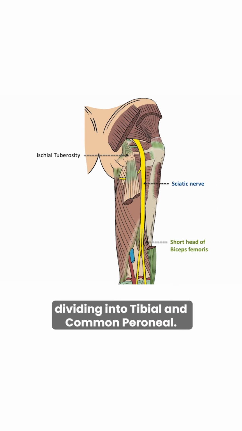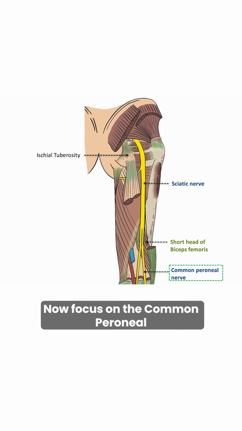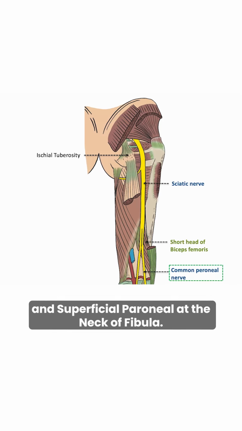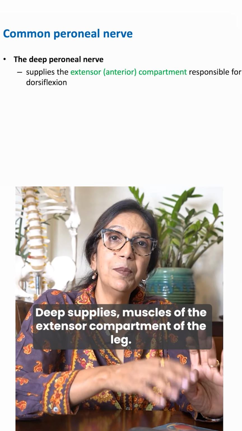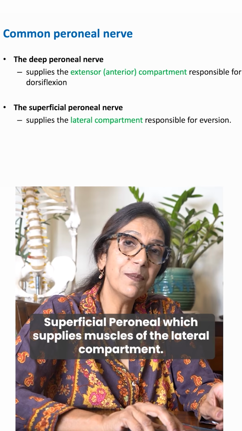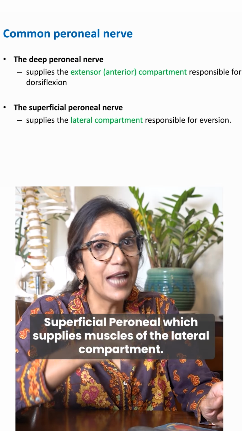Here's your sciatic dividing into tibial and common peroneal. Now focus on the common peroneal. See how it's dividing into deep peroneal and superficial peroneal at the neck of fibula. Deep supplies the muscles of the extensor compartment of the leg. Superficial peroneal, which supplies muscles of the lateral compartment.